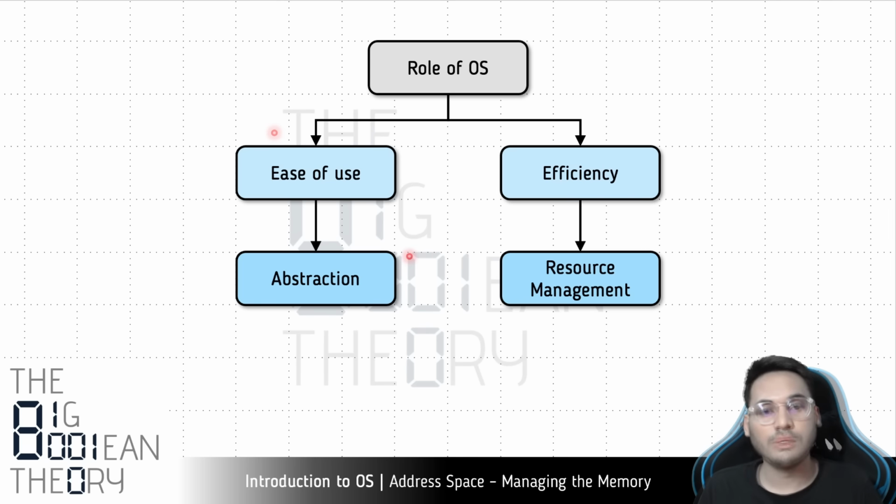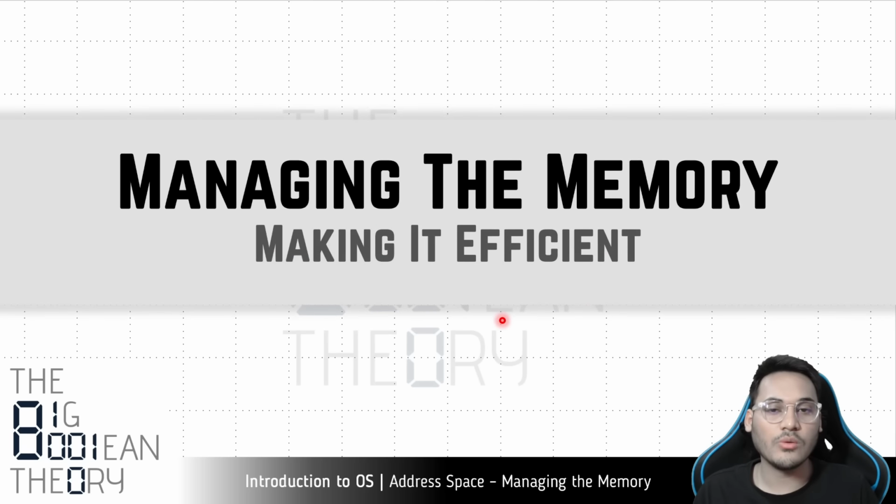So this is how the operating system fulfills its first fundamental duty, that is making the memory easy to use. Now let us focus on the second fundamental responsibility of the operating system, that is to ensure that the hardware is used efficiently. Let us see how the operating system manages the memory and ensures that it is used in an efficient manner in the computer system.